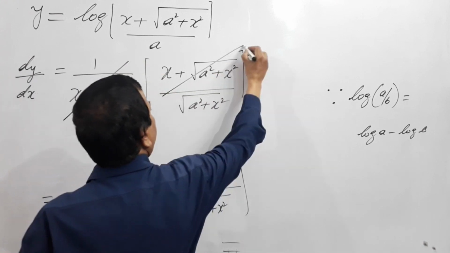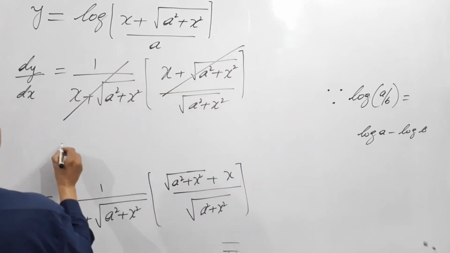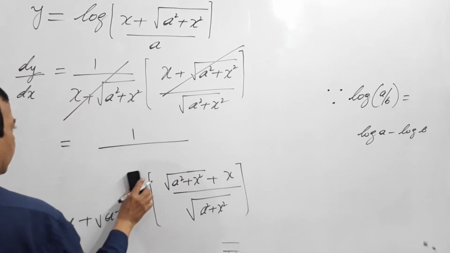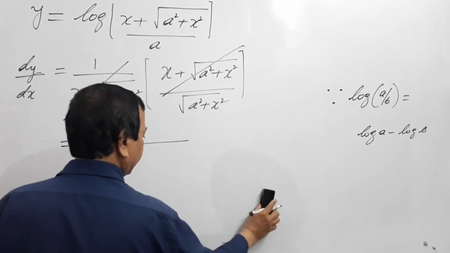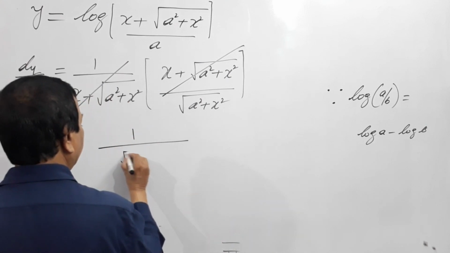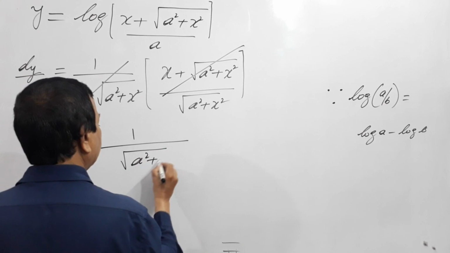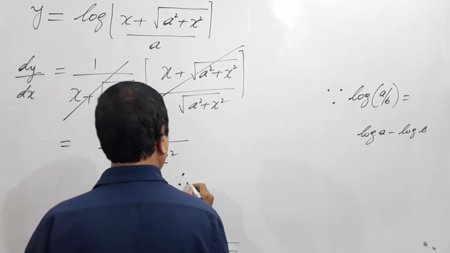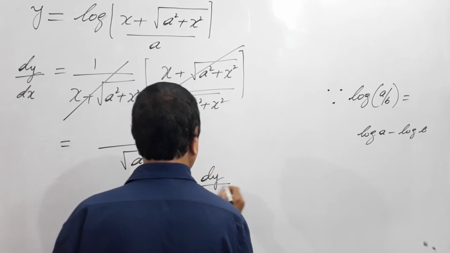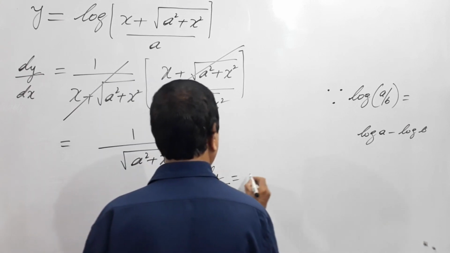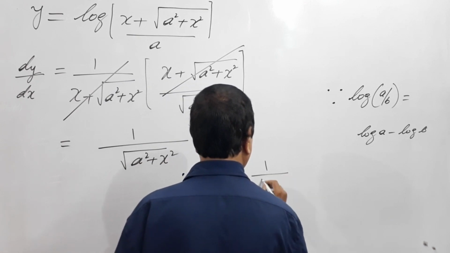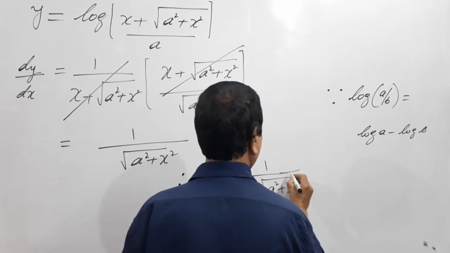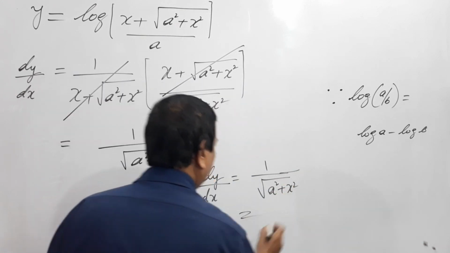So this and this cancel. So you are left with what? You are left with 1 by under the root a square plus x square. Therefore, dy by dx equals 1 by under the root a square plus x square. This is the answer.